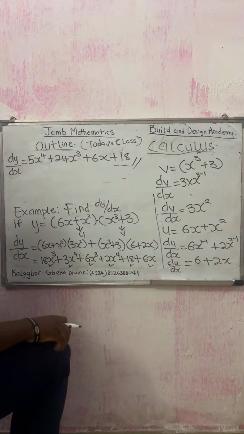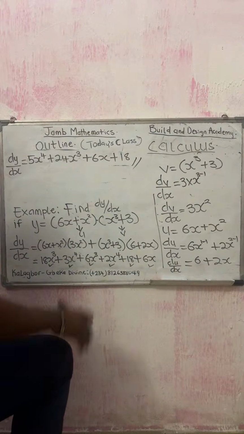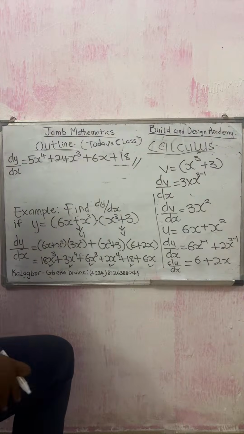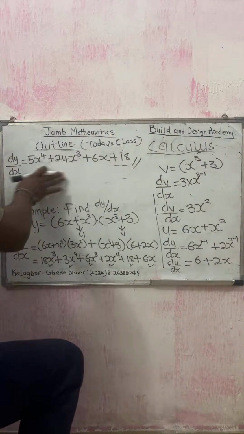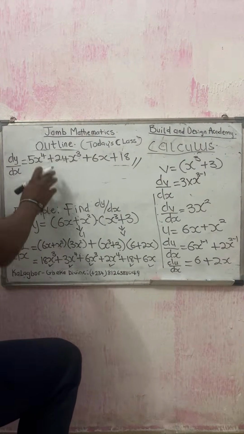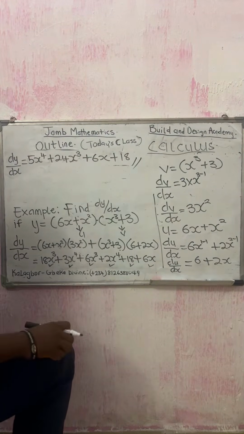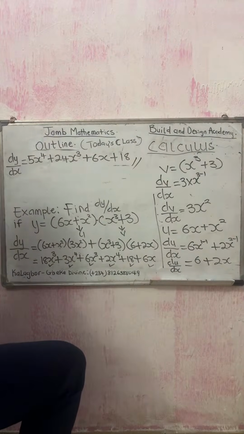This will be our final answer, except you want to factor out x here. You can still factor it out, you can still bring out x again, but this should be our final answer. So this is all we have for product rule.